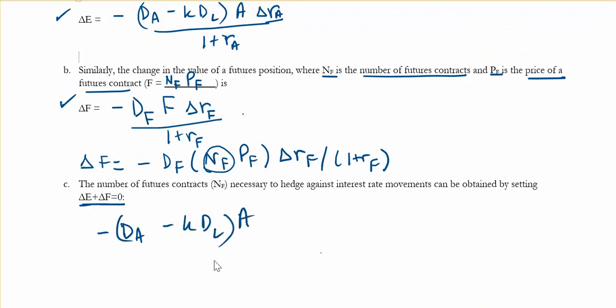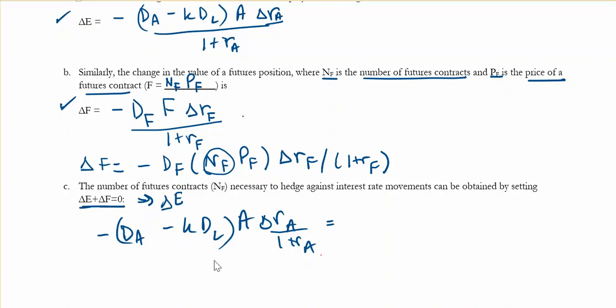Now, if I rearrange that, that means that the delta E should equal the negative of the delta F. So that means we have this.